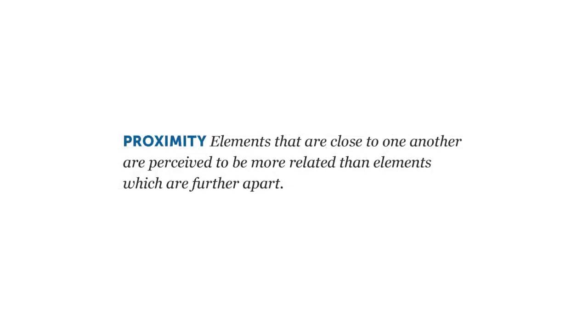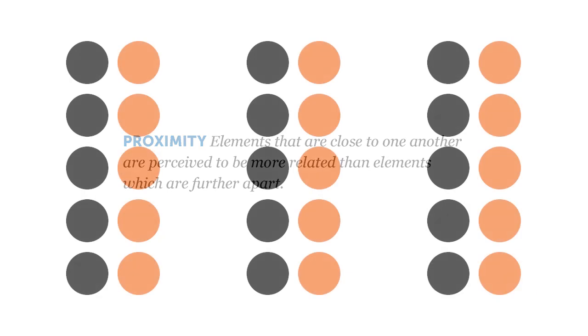The law of proximity says that elements that are close to one another are perceived to be more related than elements which are further apart. Another way of our brain grouping objects, just by simply saying, well, if they're close together, then they must be a group. When you look at this arrangement of elements, chances are that you're going to see three groups: a column of black circles and a column of orange circles on the left, then in the middle, and on the right. But watch what happens as we move the columns around. All of a sudden, the relationships change based on which columns are closer to other columns. Also notice that color has less impact on how we perceive groups than proximity.